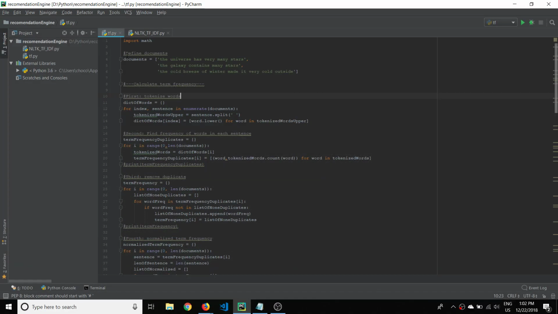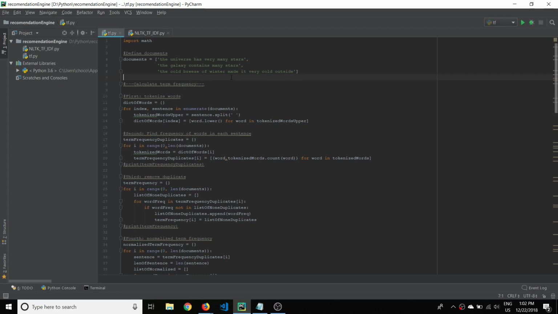To keep this simple, what I've got here is just 3 sentences rather than 3 massive documents, or, more realistically, you might have hundreds of documents. But for the sake of trying to understand this, I just got 3 simple sentences here, which are just strings. The universe has very many stars. The galaxy contains many stars. And the cold breeze of winter made it very cold outside.